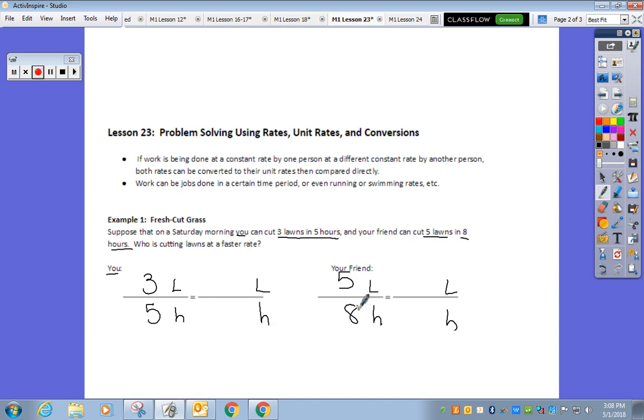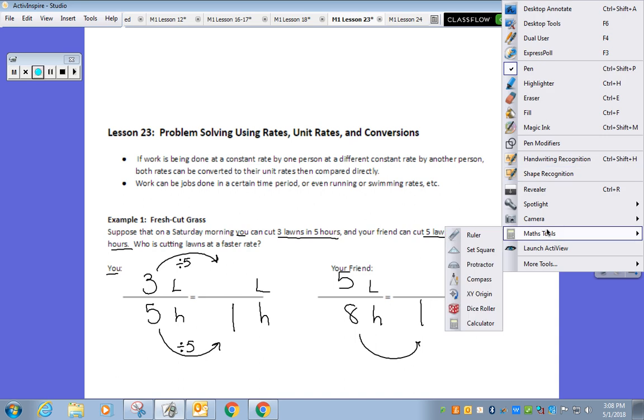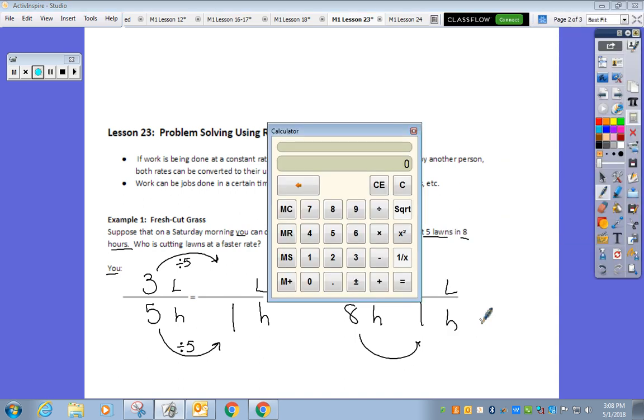Okay, so if we want to bring it to a unit rate, we want to say how much it is for one of something. So I'm going to see how many lawns in 1 hour. So for both, I'm bringing it down to 1 hour to compare. So to go from 5 to 1, I'm dividing by 5. So that means I'm going to do 3 divided by 5. You'll notice you're doing a smaller number divided by a larger number. What that means is I'm going to get a decimal answer or a fraction answer depending upon how you're working.